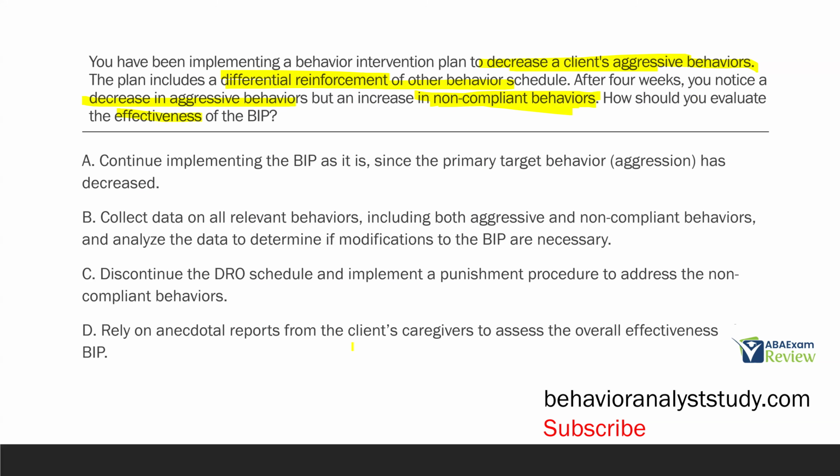D, rely on anecdotal reports from the client's caregivers to assess the overall effectiveness of the BIP. Now, if we rely just on anecdotal reports from the client caregiver, that's not going to be enough. We need to directly observe it, and we need hard and fast data that we can visually analyze to make decisions. What we're going to do is collect data on all relevant behaviors, including both aggressive and non-compliant behaviors, and analyze the data to determine if modifications to the BIP are necessary.